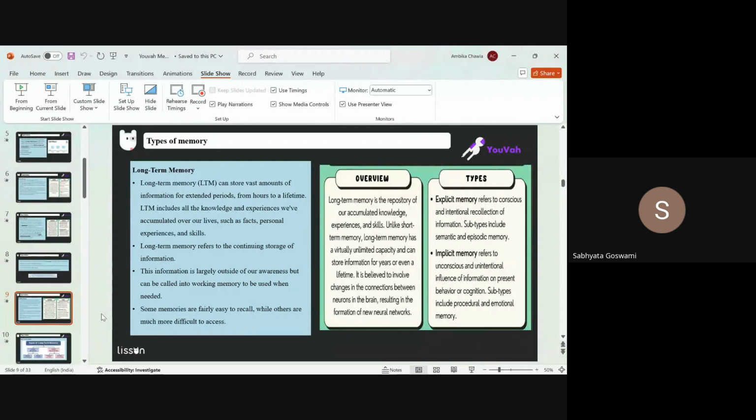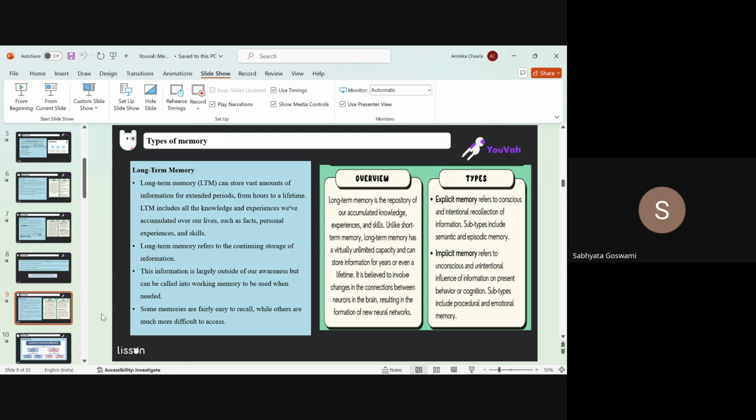The types of long term memory. So there are two major types, which is explicit and implicit memory. Explicit memory is the kind of information that we are aware of, things that we are conscious about, things which are easier to recall and verbalize, right?